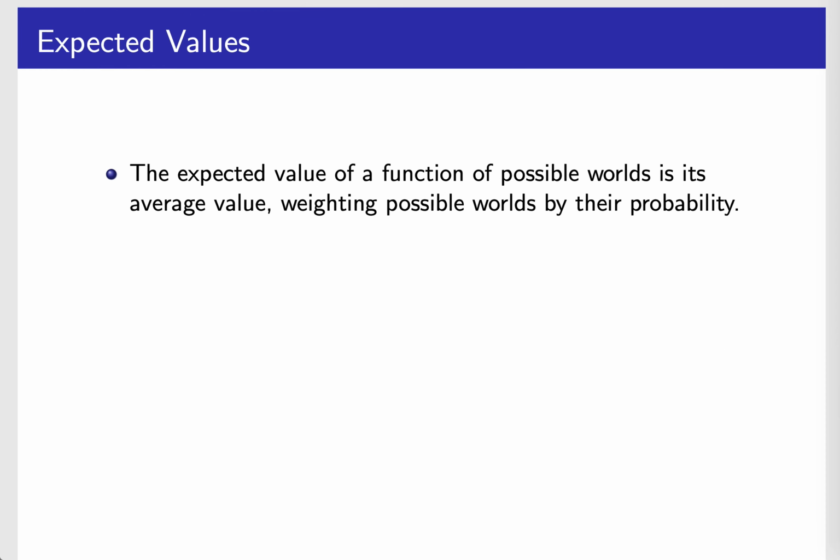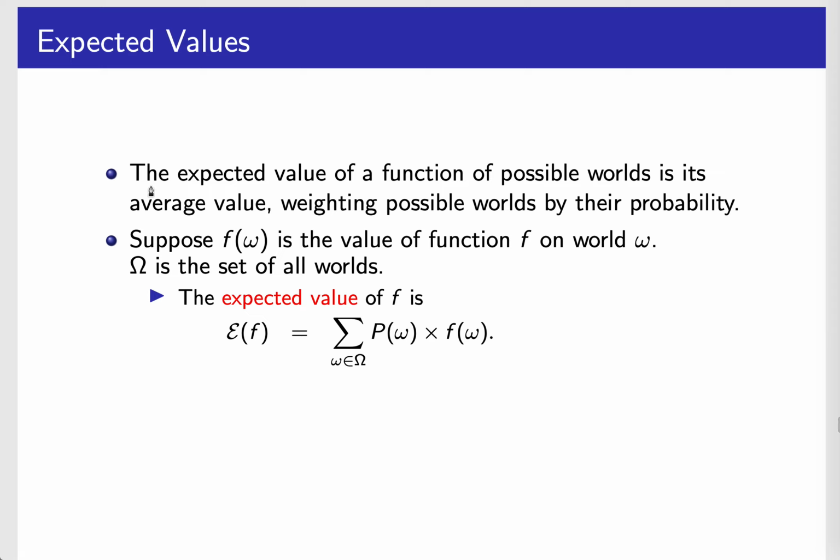All right. So now we're going to look. So now we have just worlds, but now we have to go and have probabilities, and we're going to combine them together. So now what we're going to do is define the expected value of a function of possible worlds. And here the function of possible worlds we're going to use as the utility. And this is just the average value, weighting possible worlds by the probability.